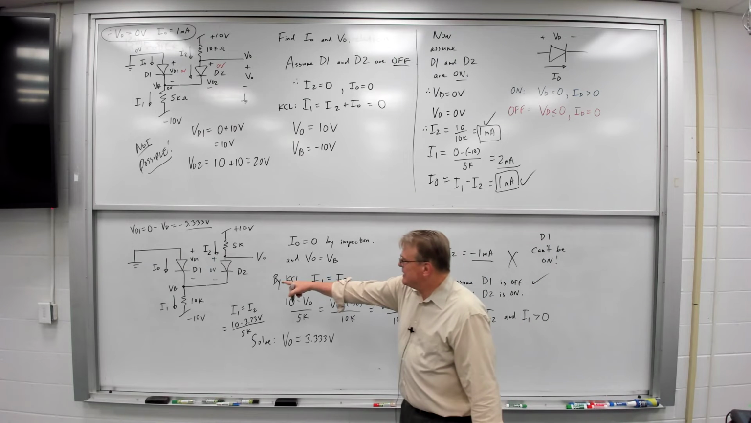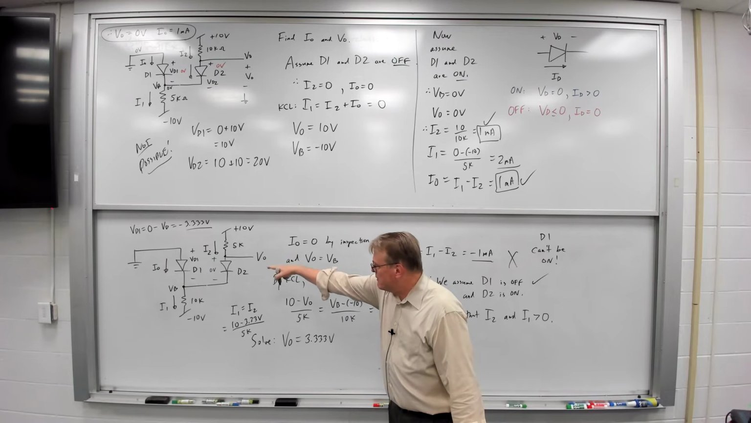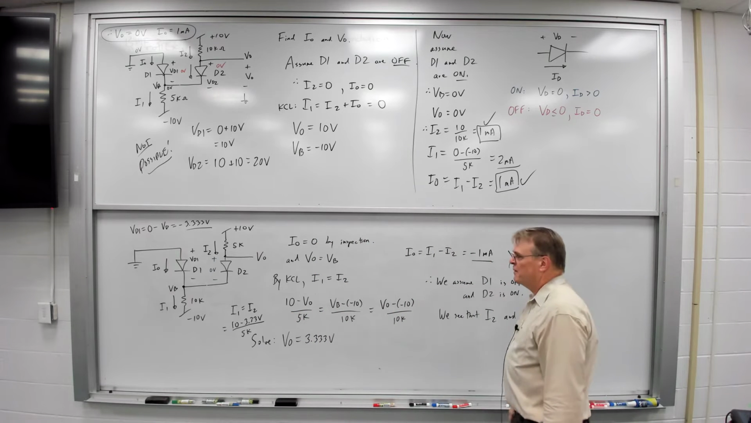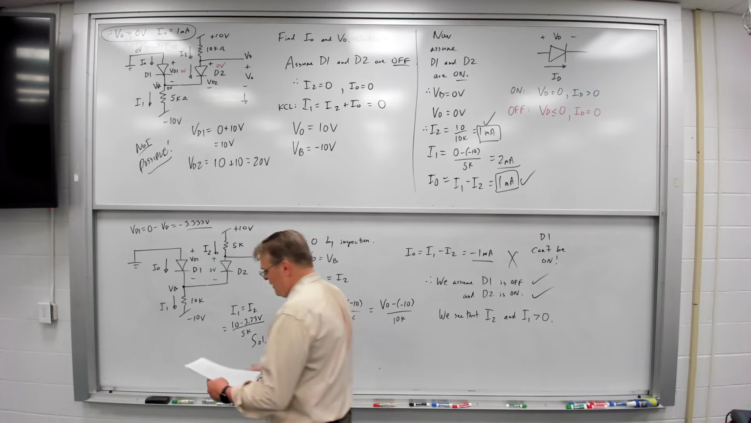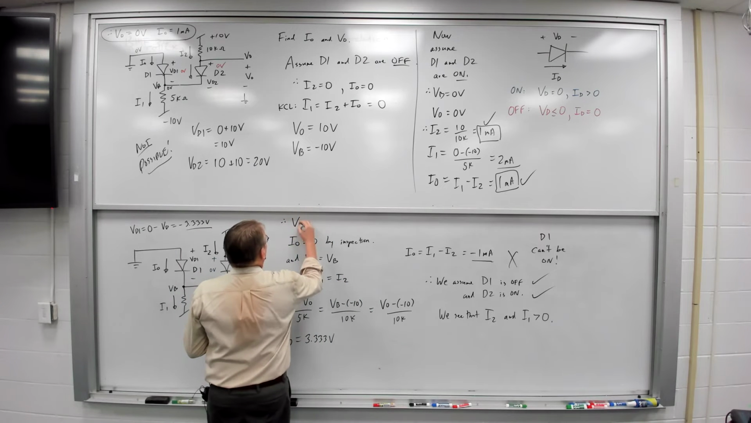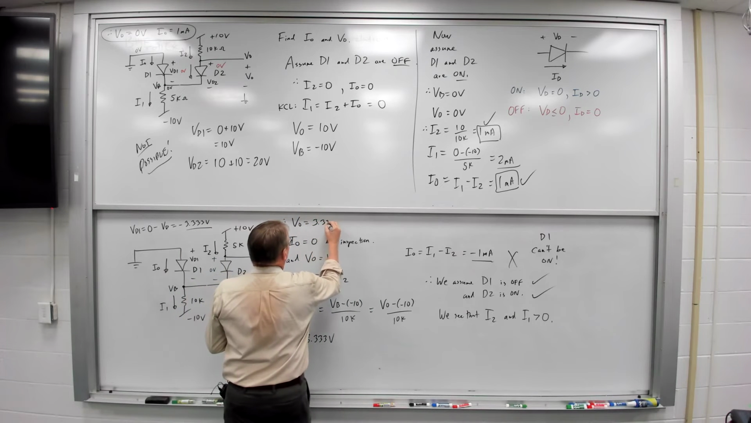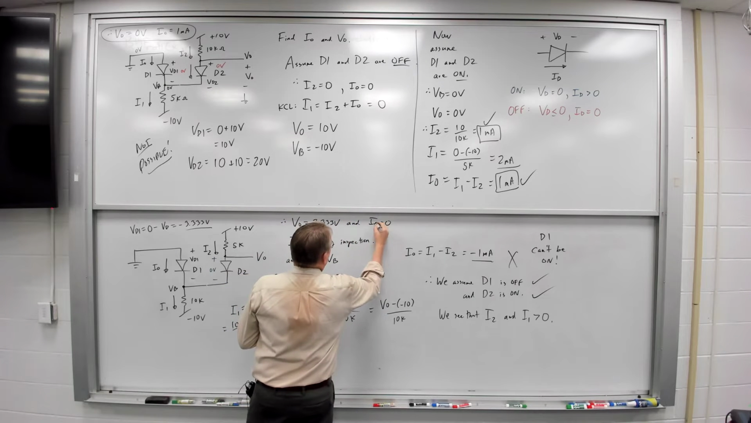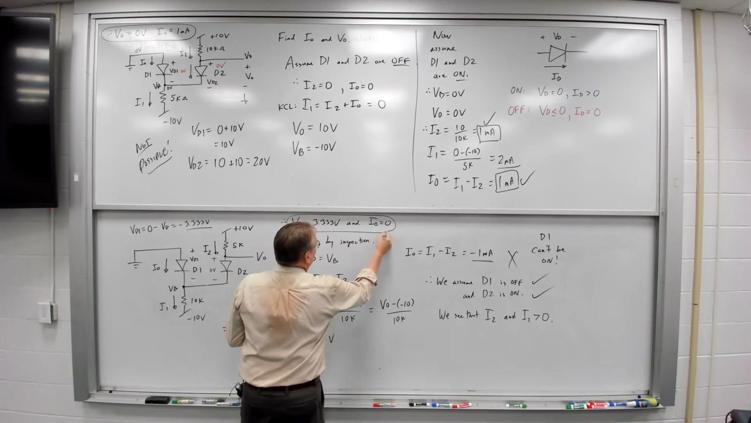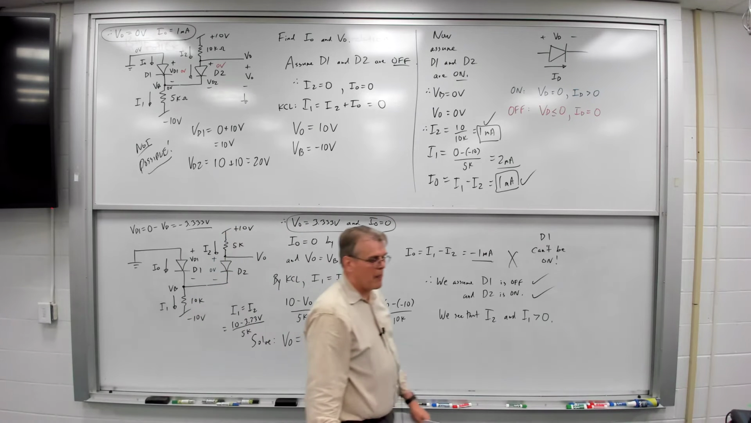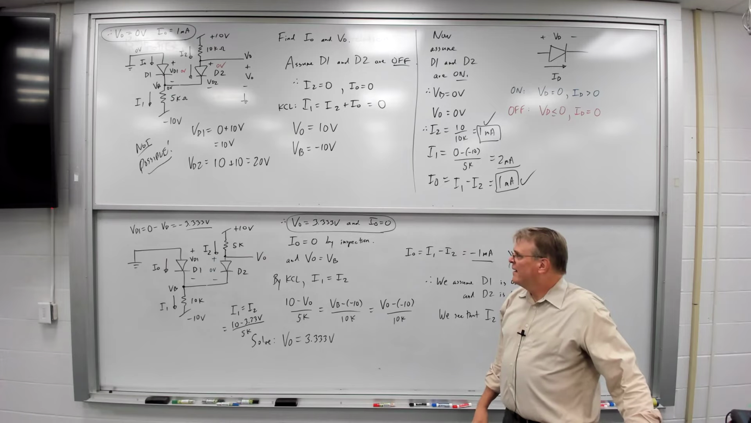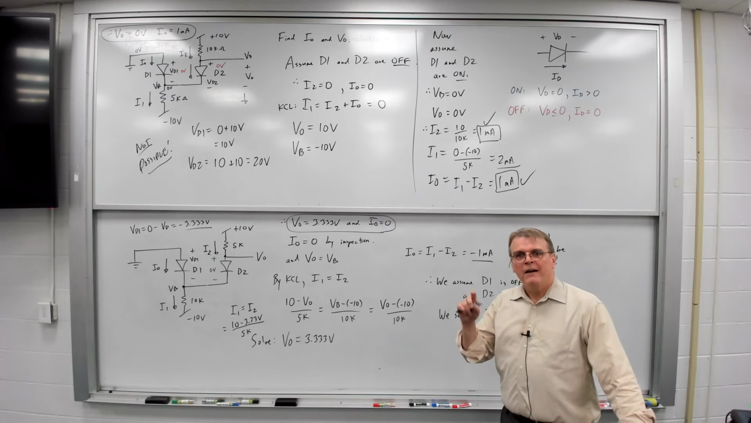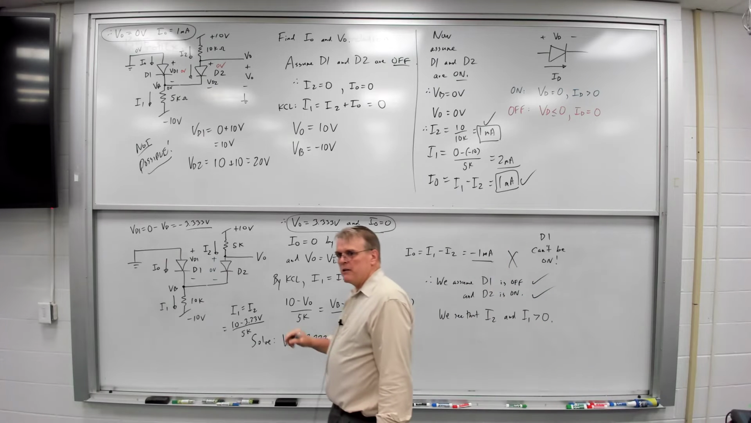Check. D2. I2 is greater than 0. We already checked this. So that must be true. And therefore, V0 is equal to 3.333 volts, and I0 is equal to 0. And there's our result. Do I need to go any further? No. Once I have a solution where the state of the diode matches the boundary conditions, I'm done.